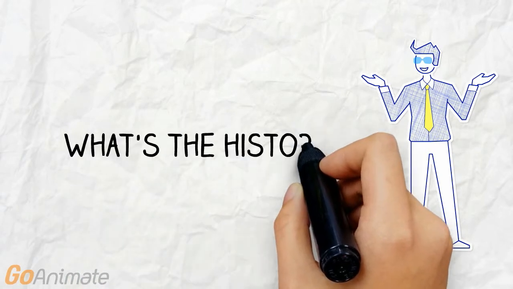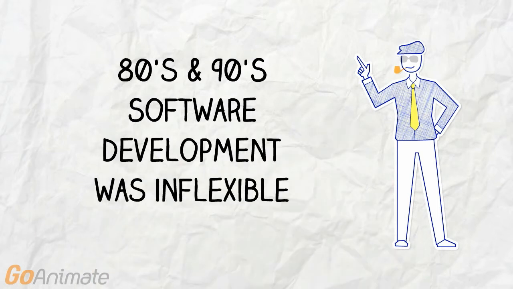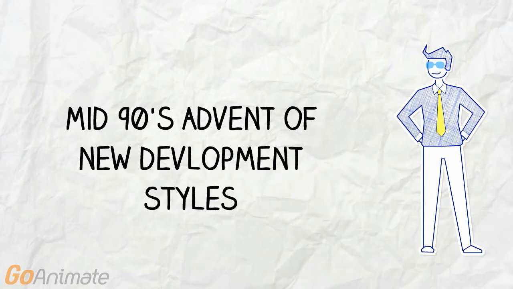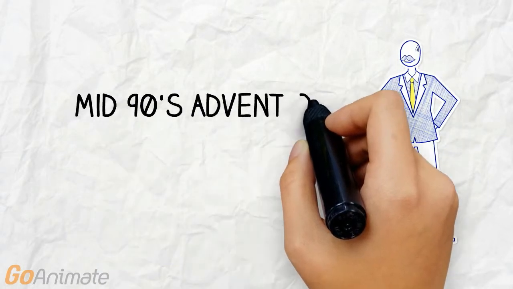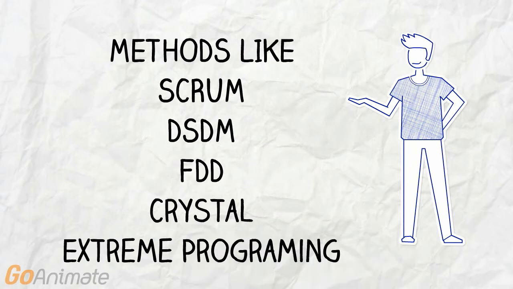So, what's the history of Agile? In the 80s and 90s, most software development processes were considered heavyweight software methods. They were often criticized for their inability to be flexible, and they're often over-regimented and slow processes. In the mid-1990s, a few styles of development began to emerge and catch on in the development community. These new development standards were considered lightweight methods, and enabled developers to react and adapt quicker to the changing requirements and technology. These new methods included Scrum, DSDM, FDD, Crystal, and Extreme Programming.